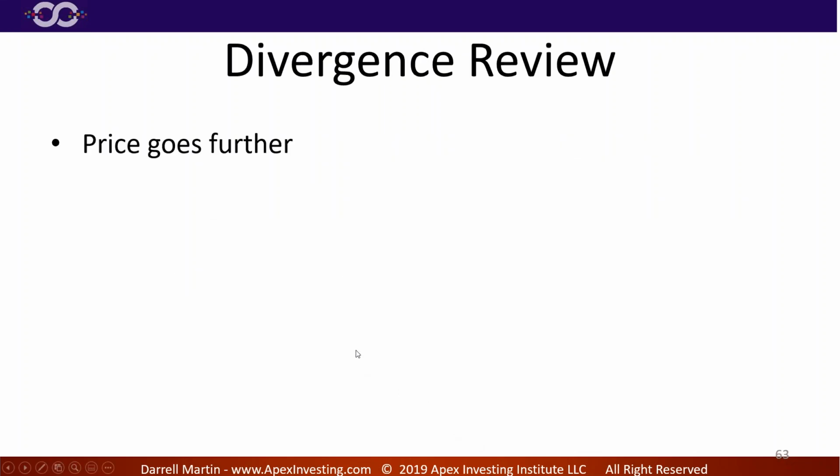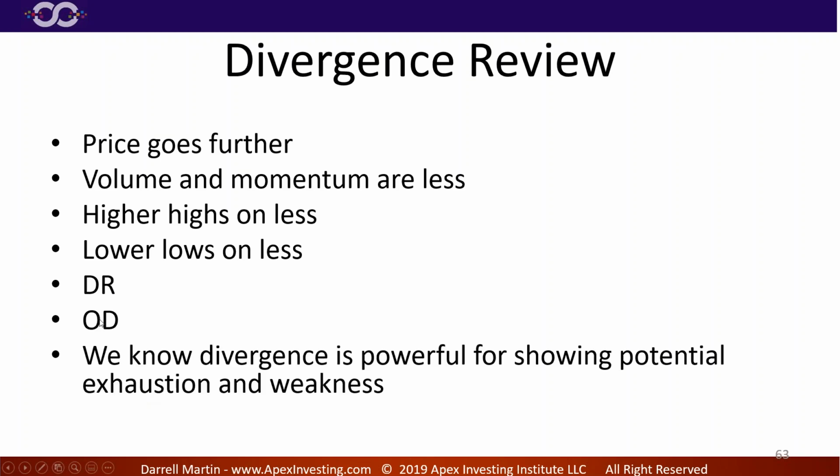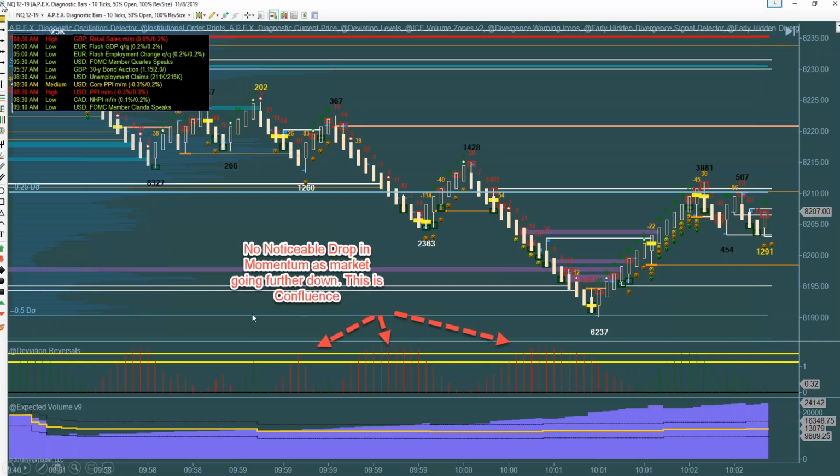So I just want to do a little review. Price goes further, volume and momentum are less. Higher highs on less, lower lows on less. DR, or deviation reversal, is the little green and red indicator at the bottom. OD, or oscillation detector, is the big numbers that print. So we know divergence is really powerful for showing exhaustion and weakness.